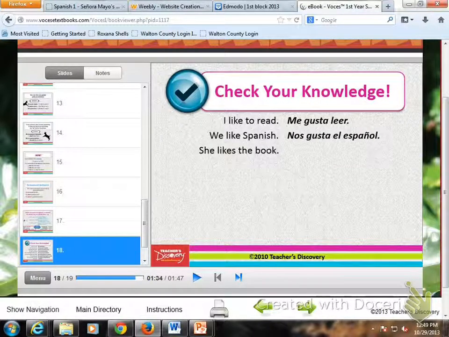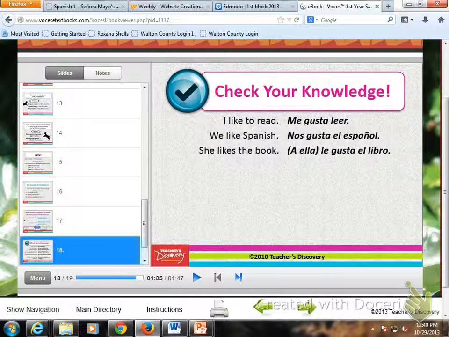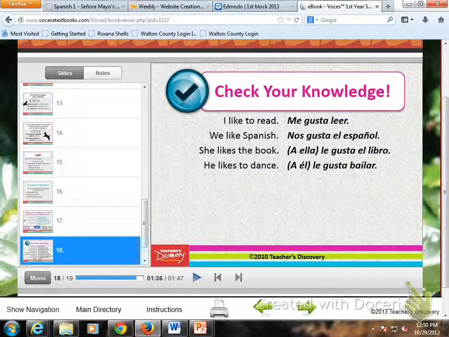Good. What if she likes the book? Le gusta el libro. Good. And we can put a ella to emphasize who likes it, but we don't have to. He likes to dance. What's he? Él with an accent. We don't technically have to put él. We just have to say the same as the singular for she, le gusta. But if you want to emphasize in front of it, you'll see that a él. And again, that personal a doesn't really have a translation in English.